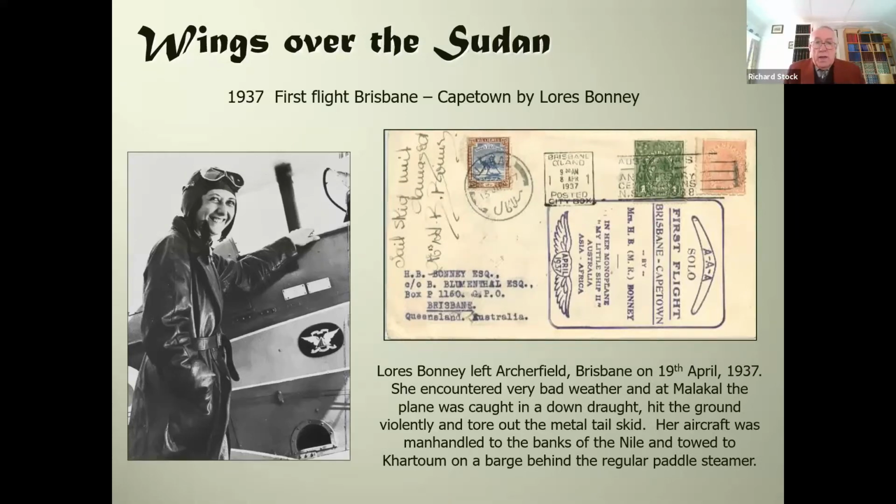Now, the incident here at Malakal, when the plane was damaged, it was manhandled to the banks of the Nile by the RAF, put onto a barge and taken up to Khartoum and repaired. And then she continued her flight. And she flew, I think, 18,000 miles in about 37 days, although several days would have been taken following the accident in order to repair the plane so that she could continue.